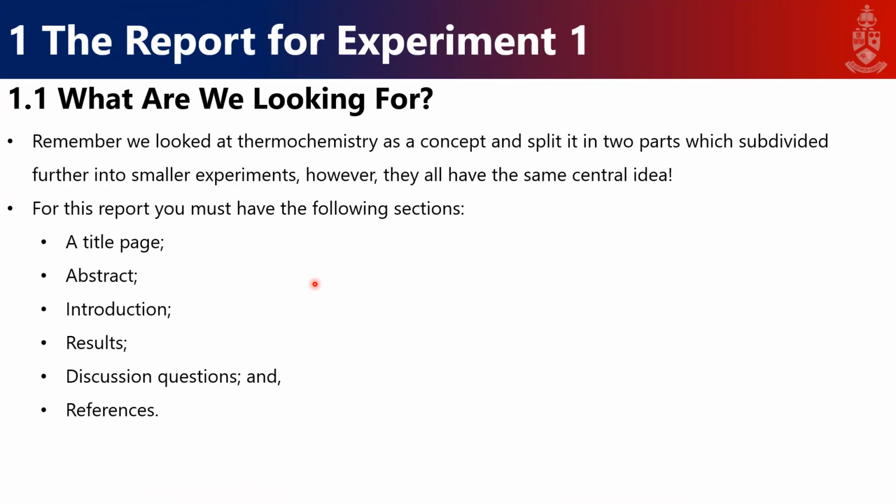So in the report for experiment 1, we of course looked at thermochemistry and we looked at two parts. Firstly, neutralization reactions, acid-base reactions, and then we also looked at dissociation reactions of salts. So remember, you have to have those two concepts distinctively in your mind, but you need to combine them under the umbrella concept of thermochemistry. So continually have that as the broad concept for your report, with the latter split into the smaller subsection experiments, right?